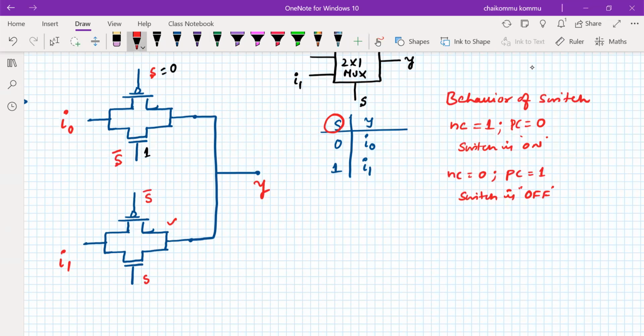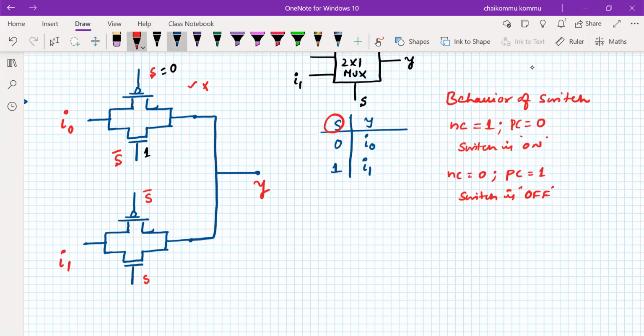That's true. So in that situation, if S is equal to 0, the upper one is on, the lower one is off, therefore I naught will go. If S is equal to 1, then the upper one is off, the lower one is on, therefore I1 will go as the output signal, right? This is how we have to manage the input signals.